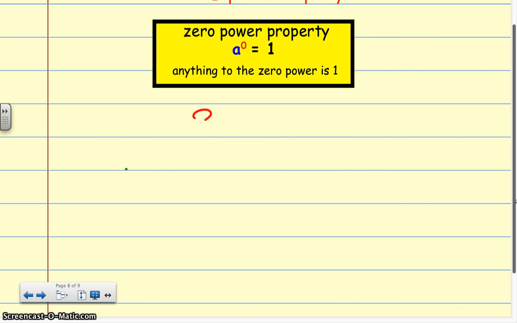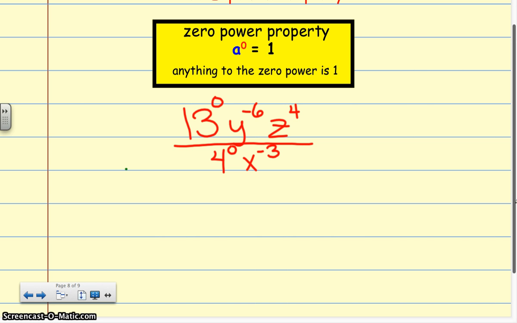Now, if I had 13 to the 0, y to the negative 6, z to the 4th, over 4 to the 0, x to the negative 3. And I said simplify that. It looks very, very ugly. But knowing this property, the 0 property, I know anything to the 0 power is 1, which tells me that I can actually really just cancel them out.